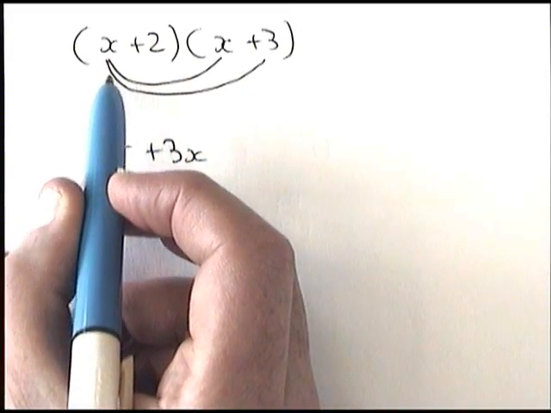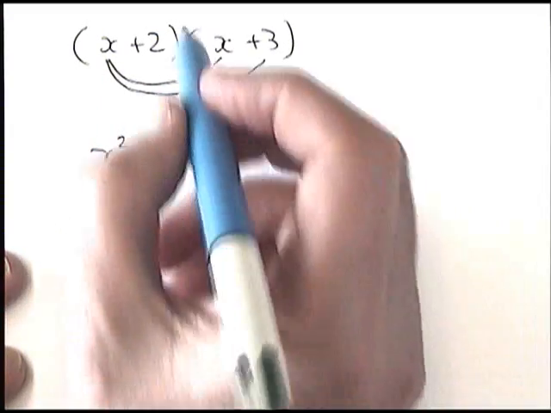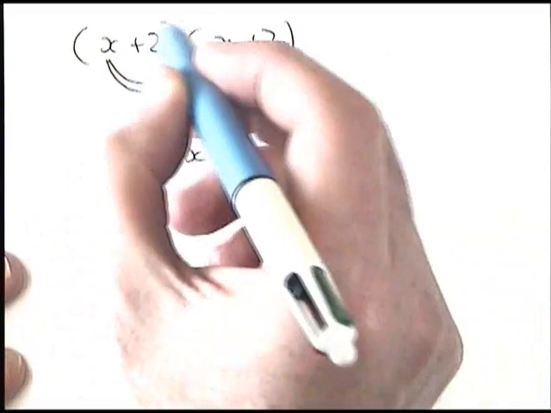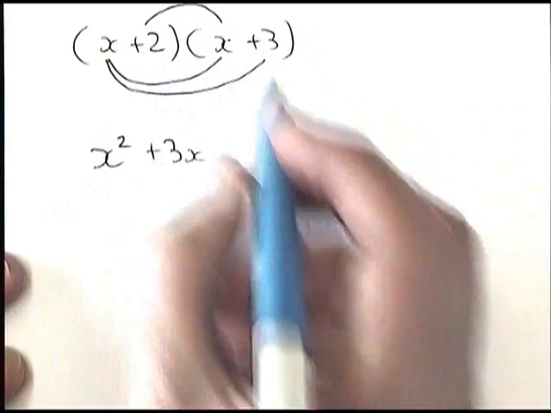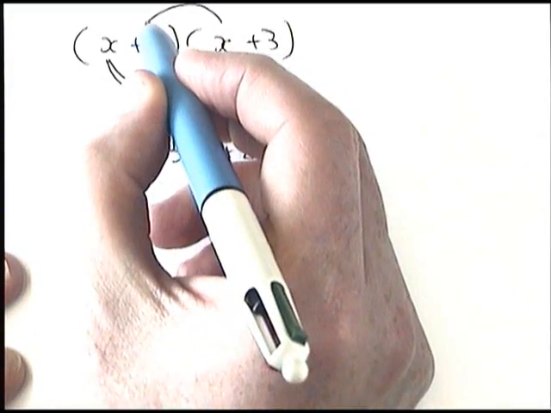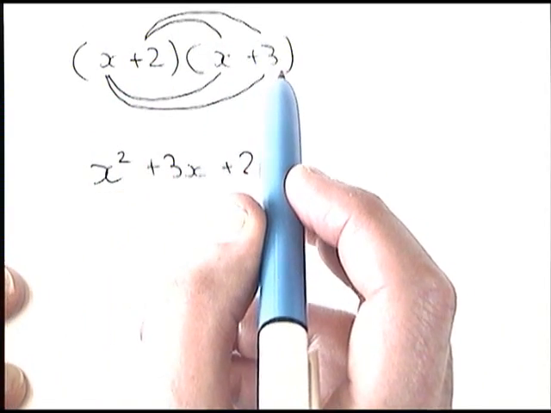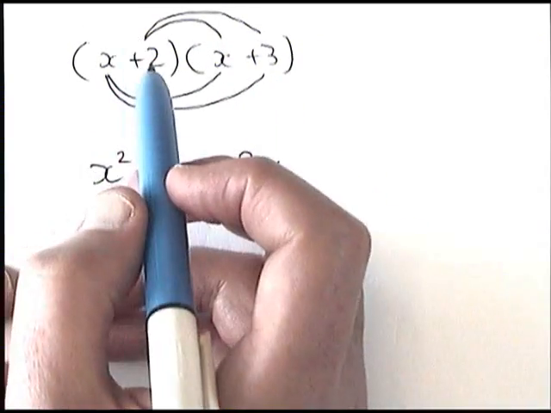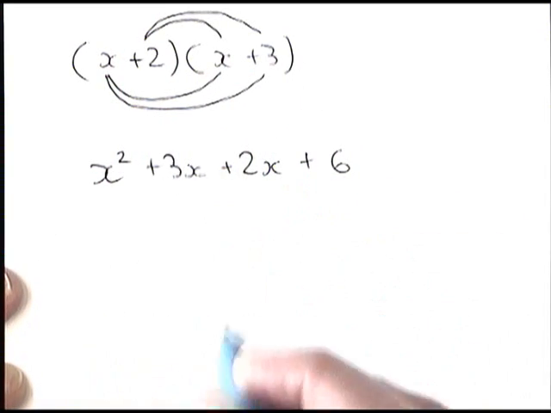Now when you've had two lines coming out of here, it means this has been times by everything in this bracket. So now I move on to the plus 2. I'm going to times the plus 2 by the x. Plus 2 times by x gives me plus 2x. Now I've got to multiply these two bits together, the plus 2 and the plus 3. Remember, we are timesing. Plus 2 and plus 3 times together to give you plus 6.